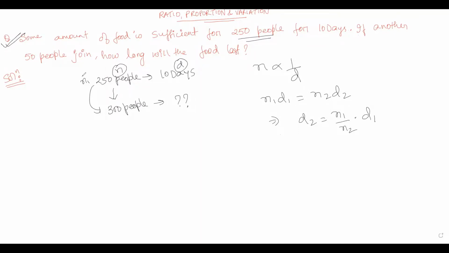So this 250 is n1, this 300 is n2, this 10 days is d1. So if I use the values here, this would be 250 upon 300 times 10. So that would be 25 by 3. So 25 by 3 days would be the right answer. So in such kind of cases, we can simply use the concept of indirect variation.